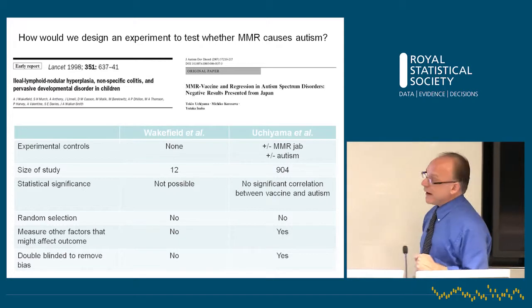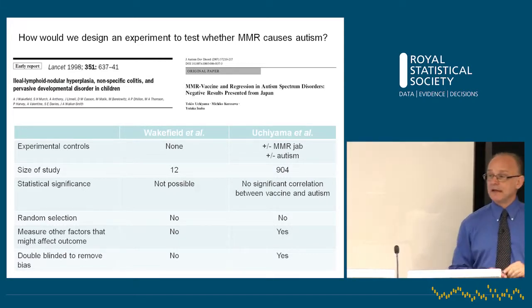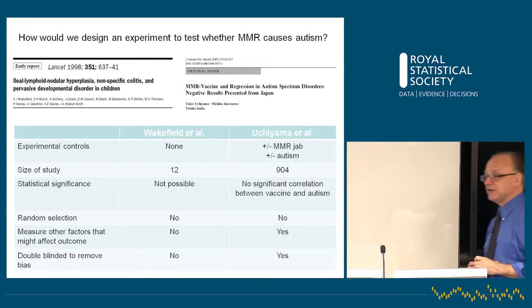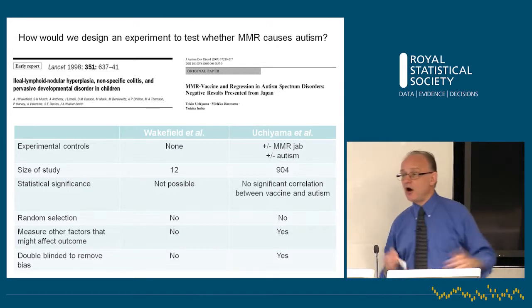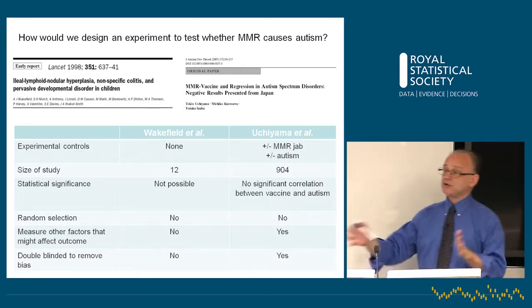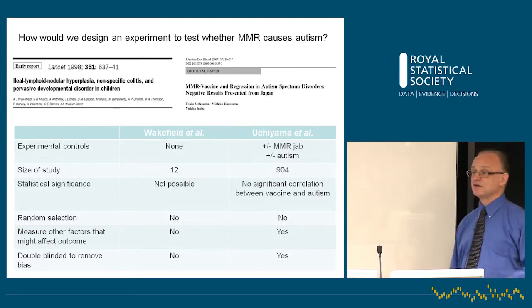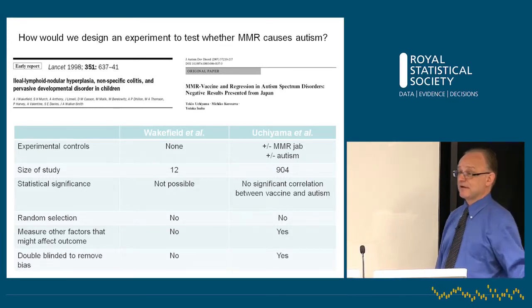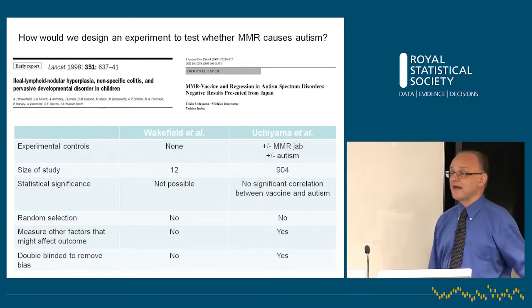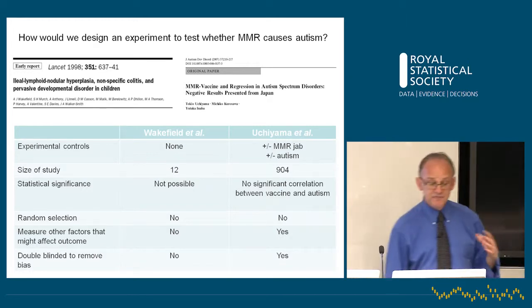So, experimental controls. Well, Wakefield had none. It's what's called a case series study, where he got a number of children who had autism who came into the clinic and then asked the mothers, basically, did they have an MMR jab and when did they have it? Okay, so it's very, very basic.